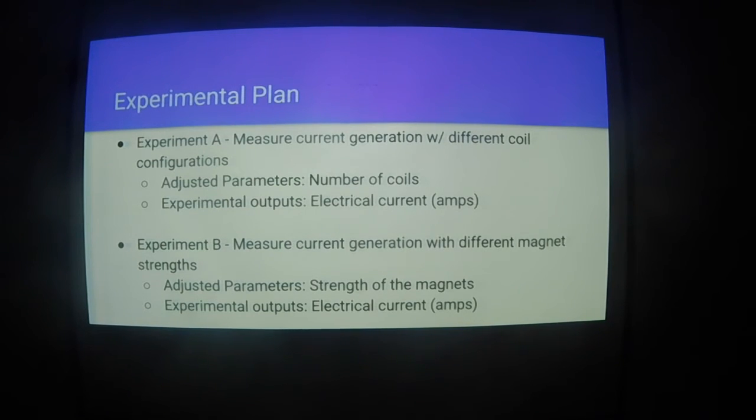The second experiment was similar to the first one, except in this case we changed the different magnets, which changed the magnet strengths. In this case, the adjusted parameter would be the strength of the magnets, and the experimental outputs would be the electrical currents, which was also measured in amperes.